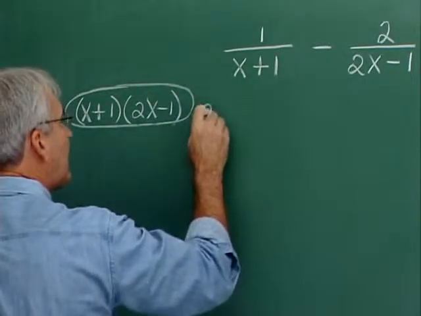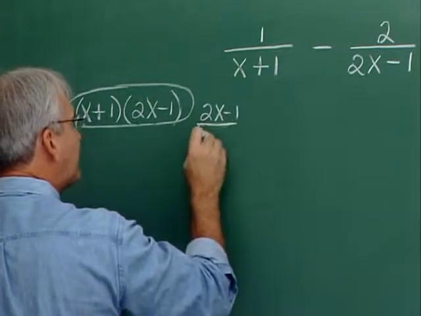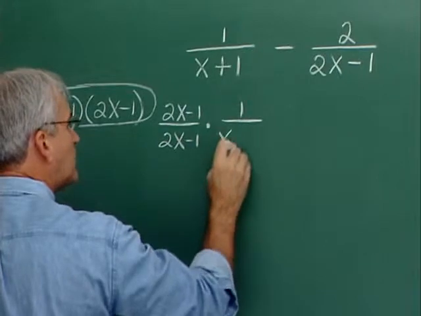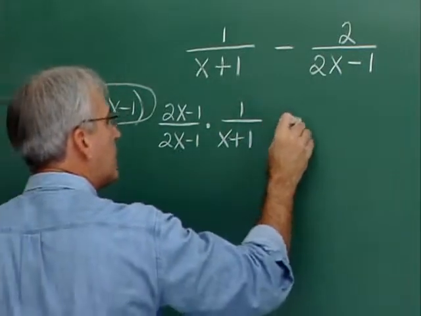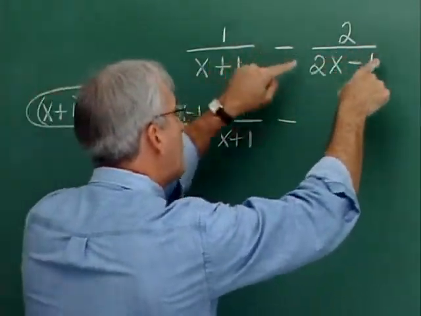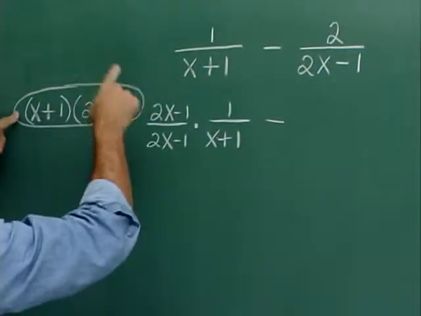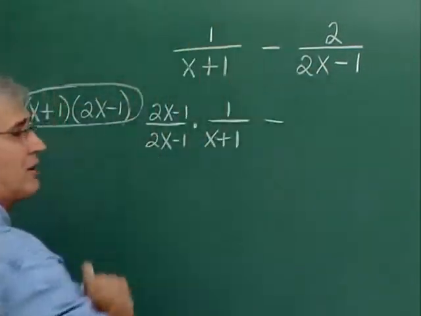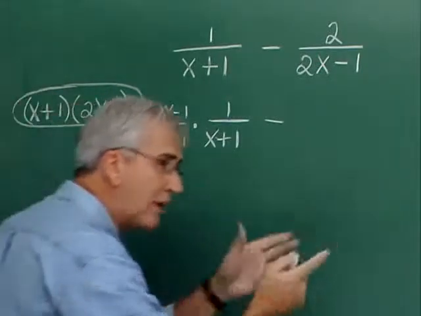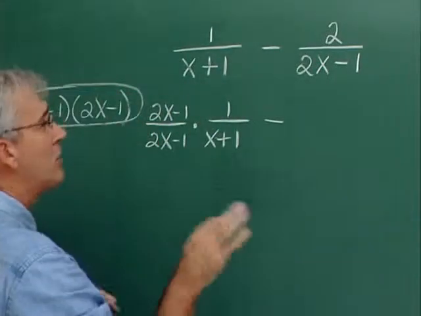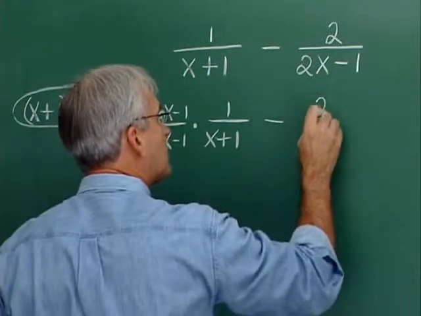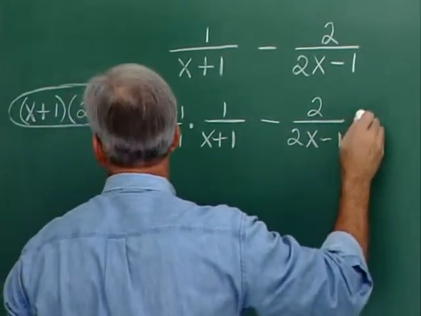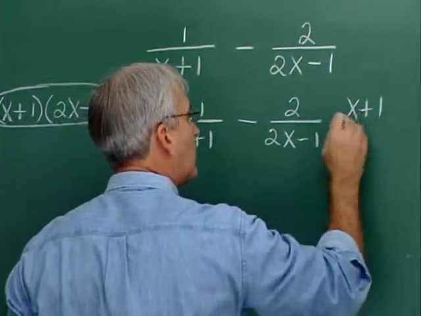So we're taking 2x minus 1 over itself and multiplying it times 1 over x plus 1. And then for this one, you compare this to the common denominator. Oh, it's missing the x plus 1 factor, so we're going to multiply the x plus 1 factor into the denominator. And therefore, we need to multiply that x plus 1 factor into the numerator as well. So we take this fraction and we multiply it by x plus 1 over x plus 1.